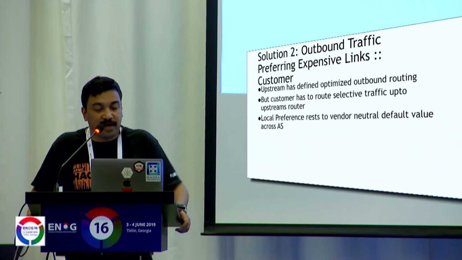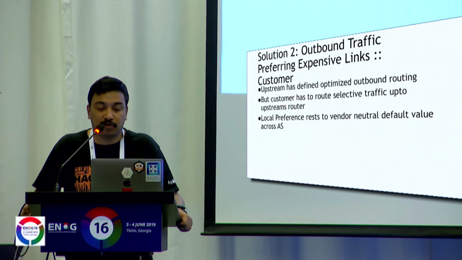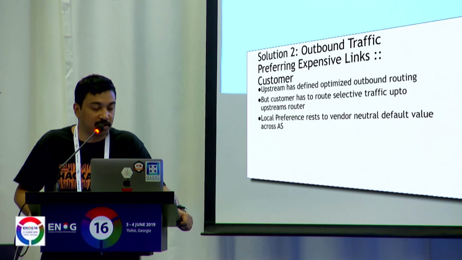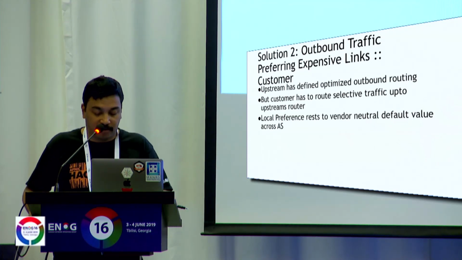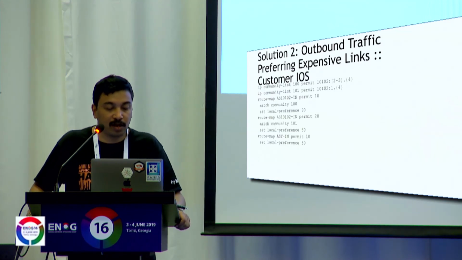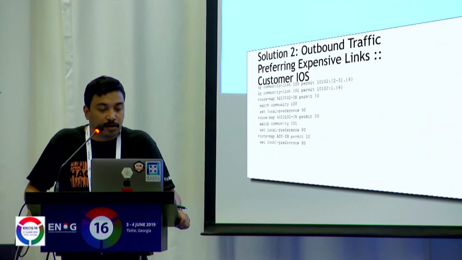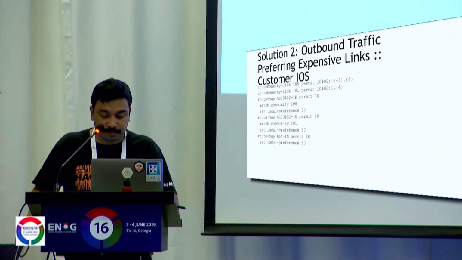So the upstream has defined and optimized outbound routing for customers and within their network, but the customer has to route selective traffic up to the upstream's router. So the local preference resets to a vendor-neutral default value across AS numbers. This is a small example of how you can get the information and route specific traffic through that.